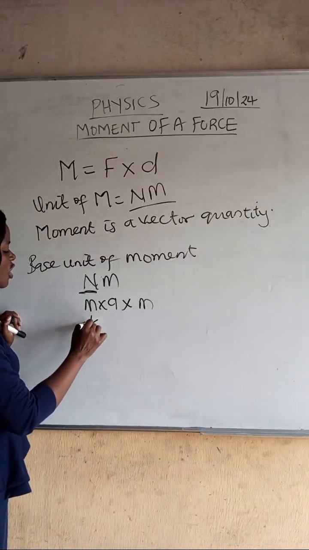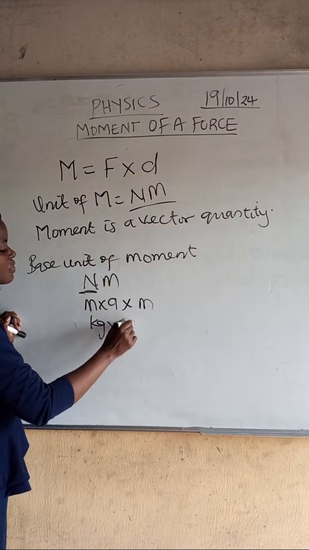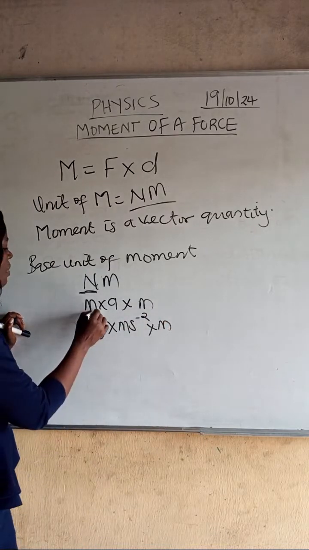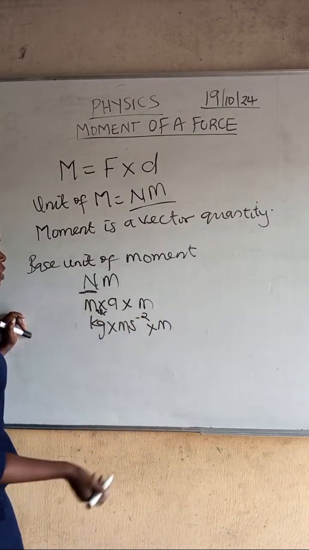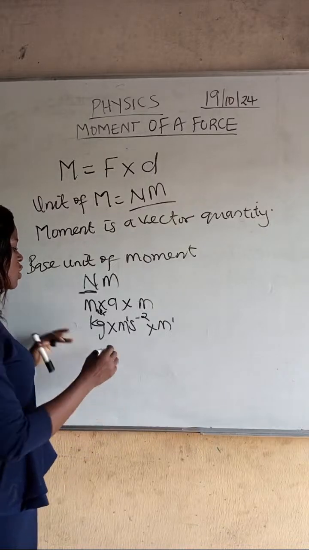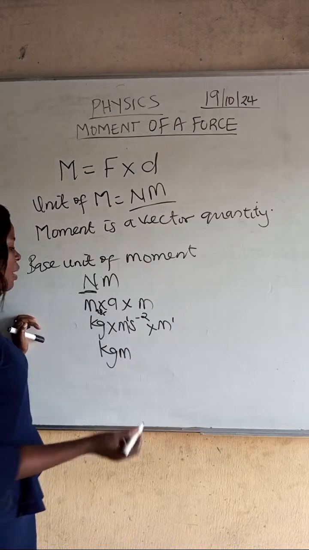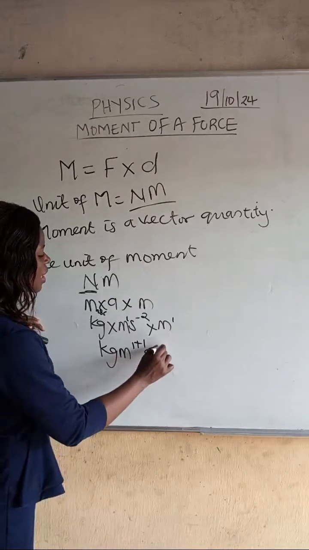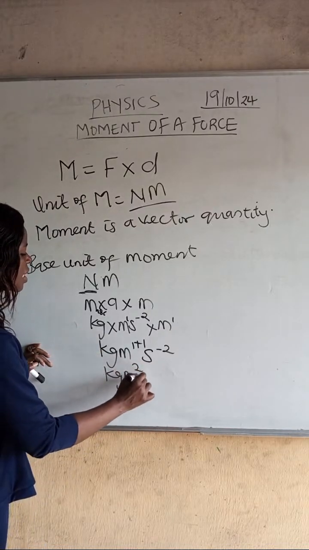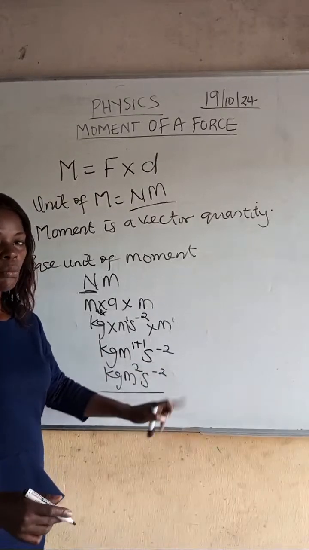So what is my mass? My mass is measured in kilogram. Then my acceleration is measured in meter per second square, multiplied by this meter. From the law of indices, I bring them together: take one of the bases and add the powers, that is 1 plus 1, to give me 2. So I have kilogram meter square per second square. This is the base unit of moment.